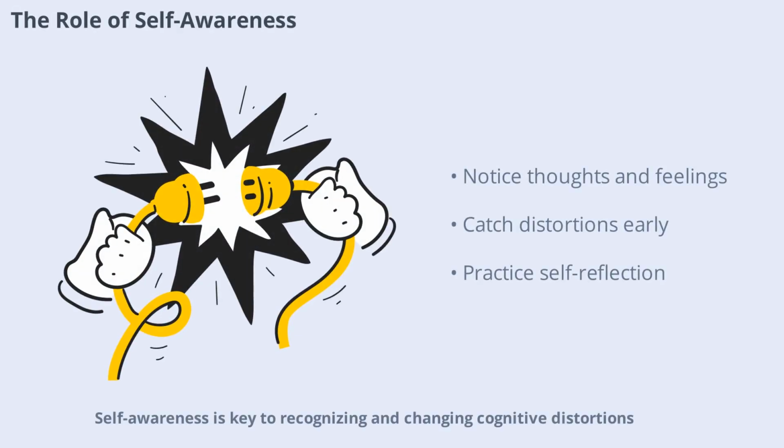Self-awareness is key to recognizing and changing cognitive distortions. By paying attention to your thoughts, feelings, and behaviors, you can catch distortions early and respond more thoughtfully. Practice self-reflection regularly to deepen your understanding of your own mind.